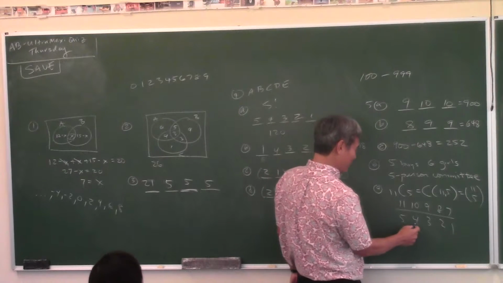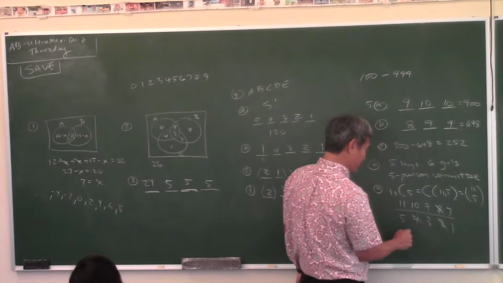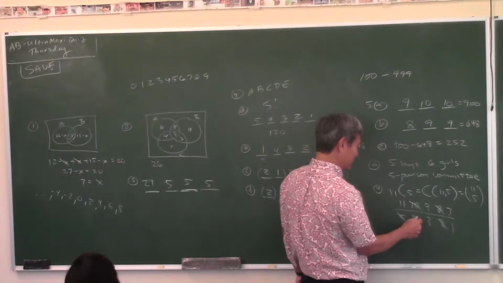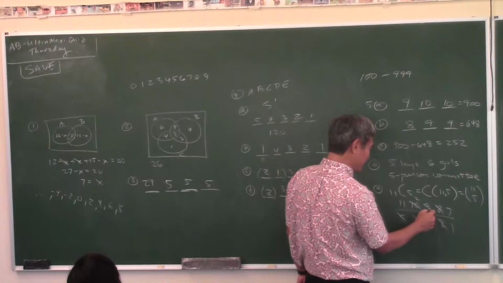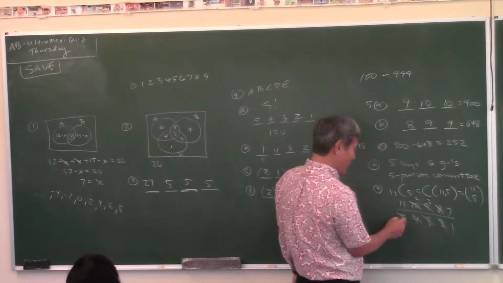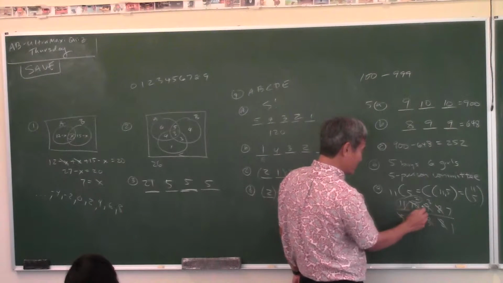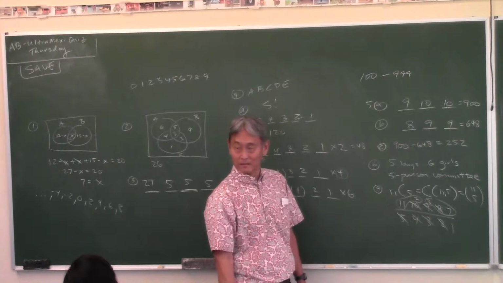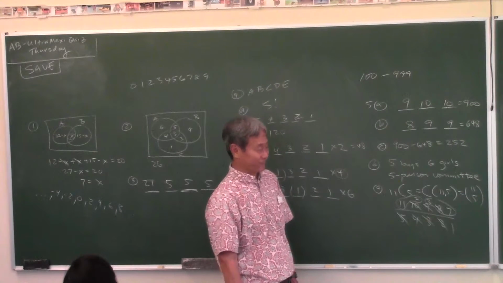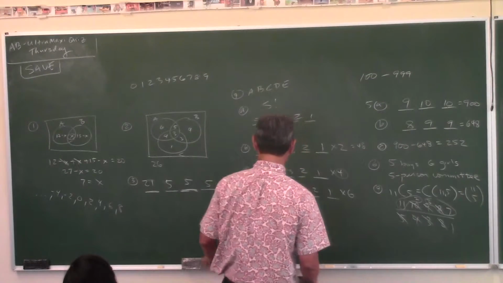Okay, what I would do is I would go 4 times 2 cancels 8. 5 goes into 10 2 times. 3 goes into 9 3 times. So all you have to do is multiply 22 times 21. You guys can do that, right? Well, we'll find out. Won't we?